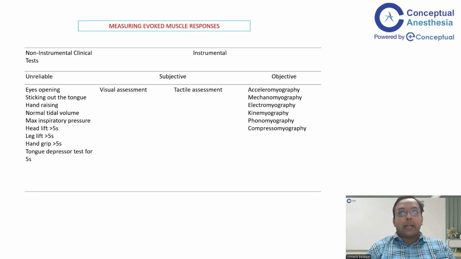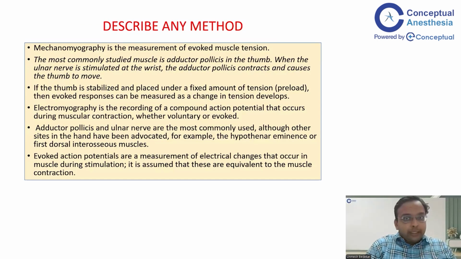you can see devices like phonomyography or compressomyography, not used in clinical practice. So for us, mechanomyography was a basic test, which was a measurement of evoked muscle tension. The most commonly studied muscle is the adductor pollicis or the thumb. When the ulnar nerve is stimulated at the wrist, the adductor pollicis contracts and causes the thumb to move.